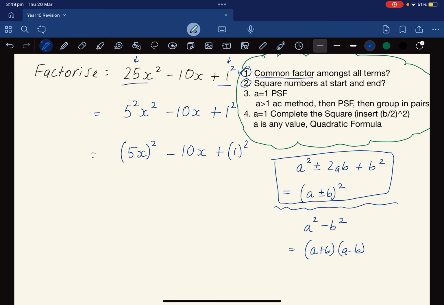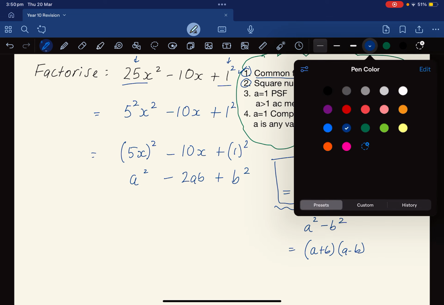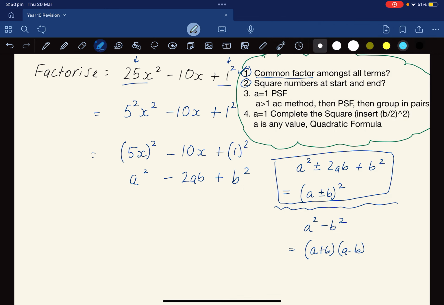And now we are going to factorize, okay? By lining it up with a squared take 2ab plus b squared. Let's line it up. So in this case, can you see what a and b are? Where's my highlighter? Can you see that a is 5x, and that b is 1? So I'm just going to write that: a equals 5x, b equals 1.